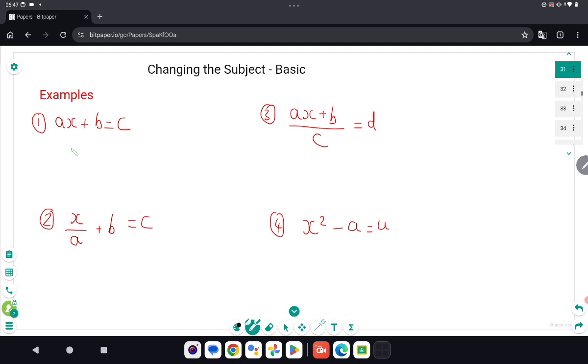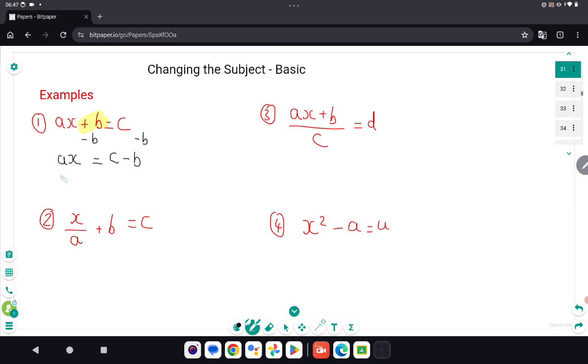How do we make X a subject? We need X by itself on one side of the equation and all the other letters on the other side. So what do we remove first? Well, it's X times A plus B. Last thing we did was add B, so we're going to take B from both sides first. So if I take B from the left-hand side, it disappears. If I take B from the right-hand side, we have C take away B.